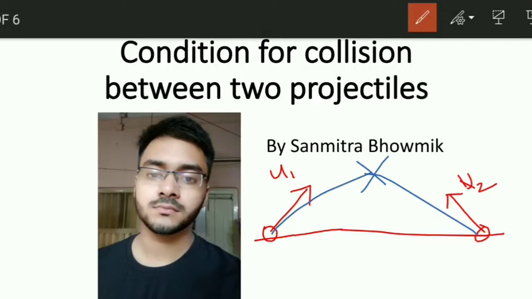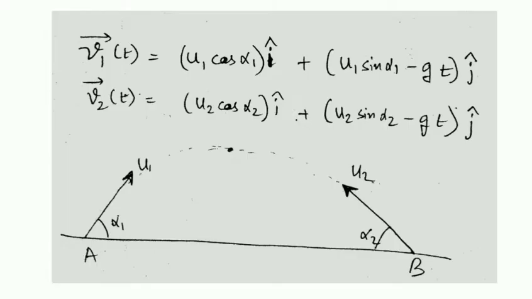This problem may appear very difficult, that how to find the point of collision, then the time at which they will collide, then the distance at which they will collide, but I will try to make it as simple as possible. So stay tuned for the explanation.